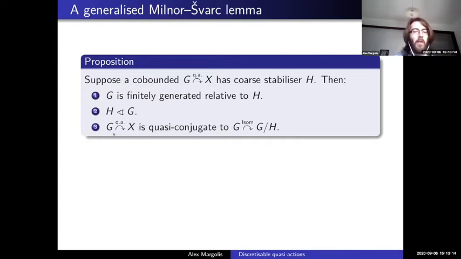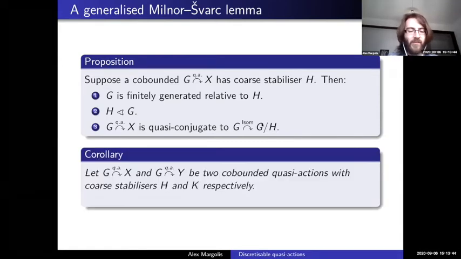And furthermore, the quasi-action of G on X can be quasi-conjugated to the isometric action of G on this left coset space. So once you have a quasi-action with a coarse stabilizer, all of the geometry of this quasi-action can be encapsulated in the group G and the subgroup H. And you can see all of the geometry inside the group just by looking at this coset space.